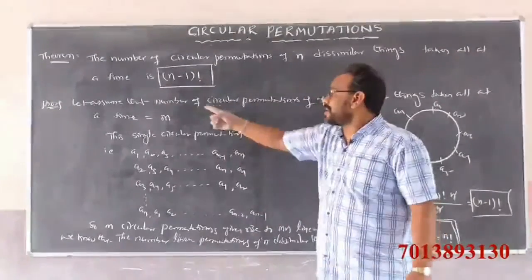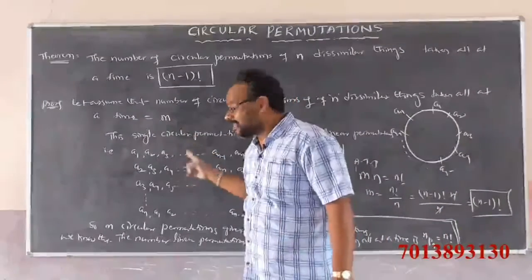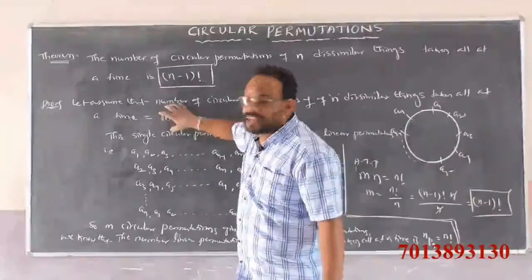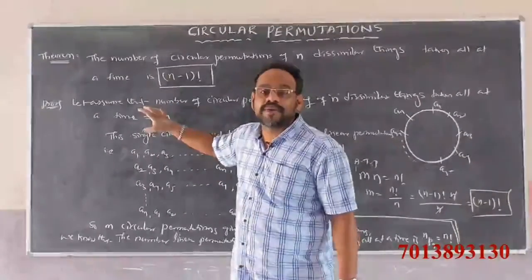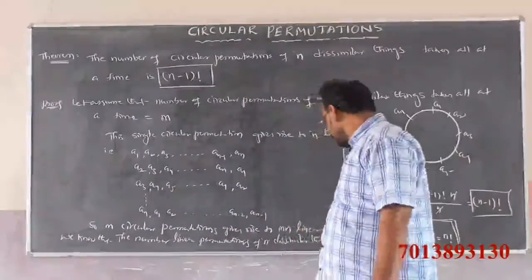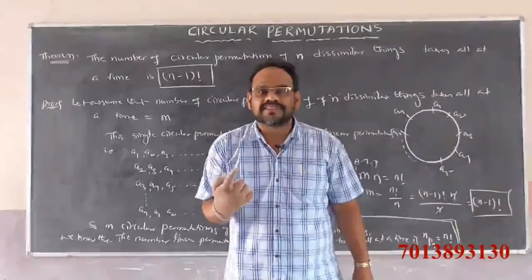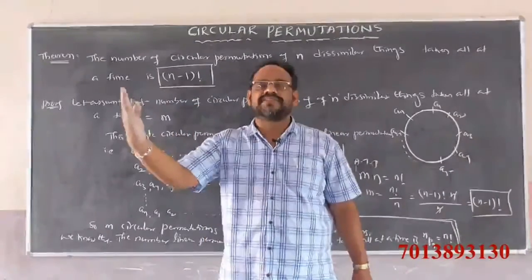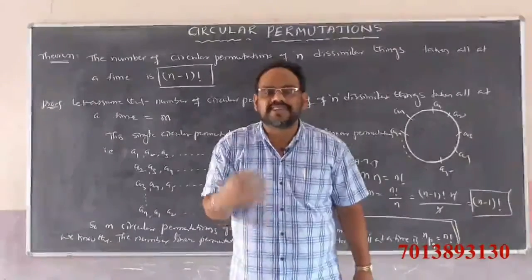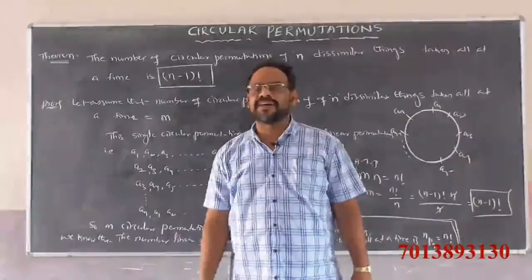We have m circular permutations. A single circular permutation gives rise to n linear permutations, so m circular permutations give rise to m into n linear permutations.